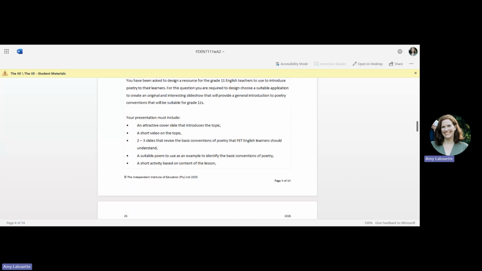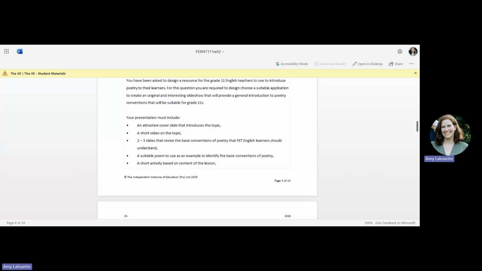Now, when we say example to identify the basic conventions of poetry, what we mean is don't choose one of those 2-line poems. Yes, they can be beautiful, they can be effective, but they're not actually going to use a whole lot of poetry conventions. So you're looking for poems that have figurative language in it, for example. It doesn't need to have every single poetry convention. It's unlikely that you're going to find the perfect poem that has everything, but it must have the most important conventions.